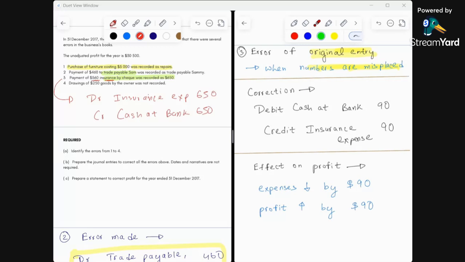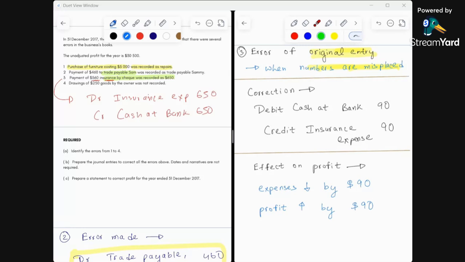This means that we have overstated our expenses by $90. And how do I know it's $90? Which is simply the difference between 650 and 560. And at the same time, we have also reduced our funds available in the cash at bank account by $90. Okay. Now, what's the correcting entry in this case?